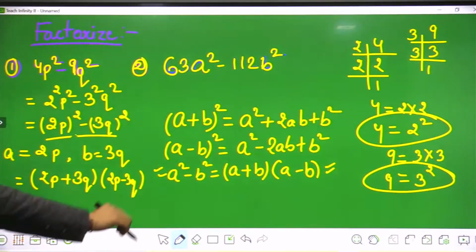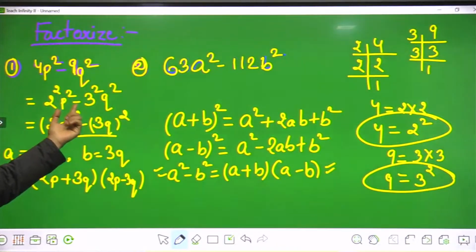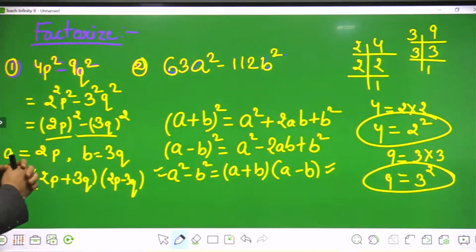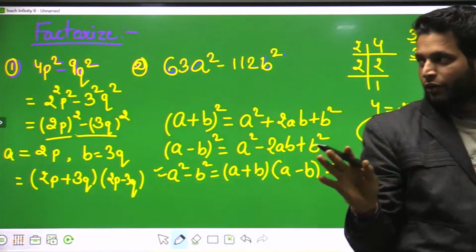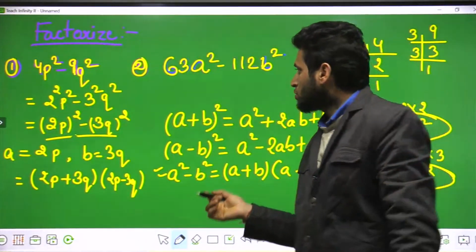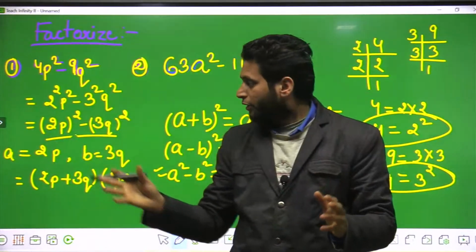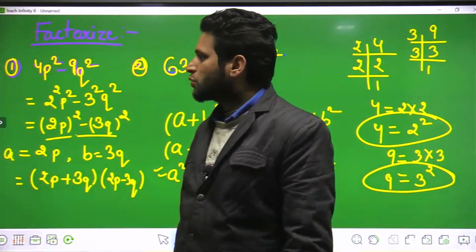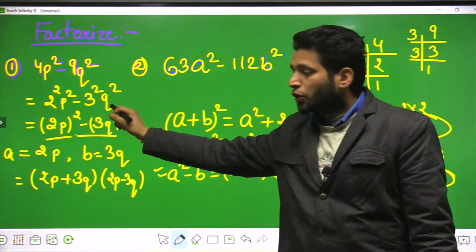Then you can see at the place of 9 we can write 3 square, and q square stays as it is. After all, you can see the exponents are the same. You know the exponent means power. If the powers are the same, we can write it as a whole square, so it will be (2p) whole square. The minus sign stays as it is, so we write (3q) whole square.